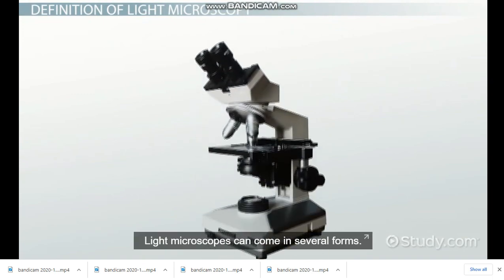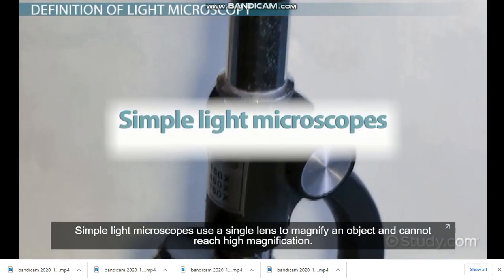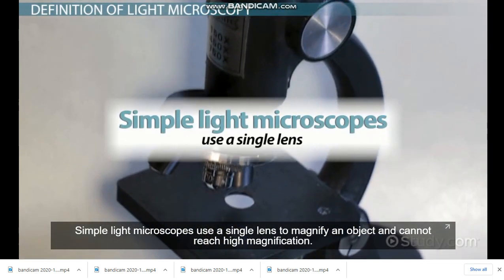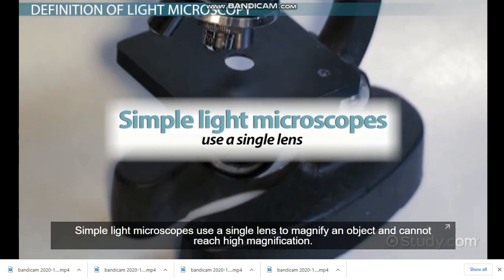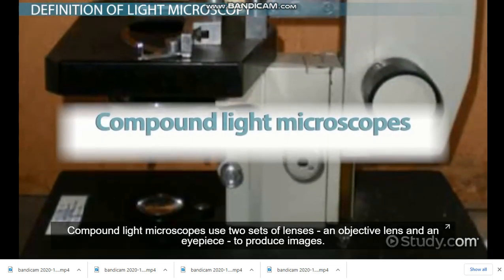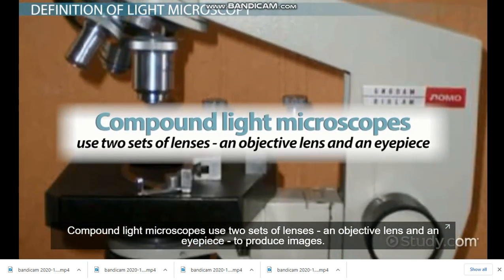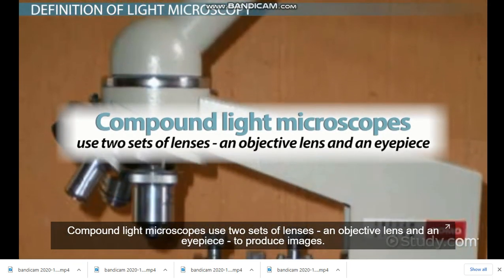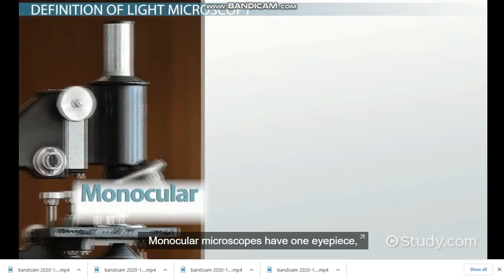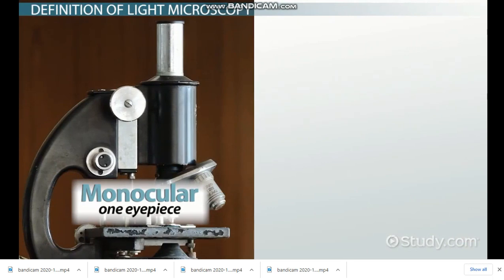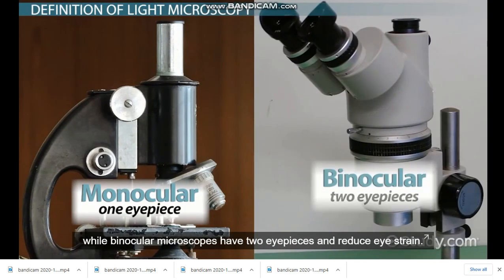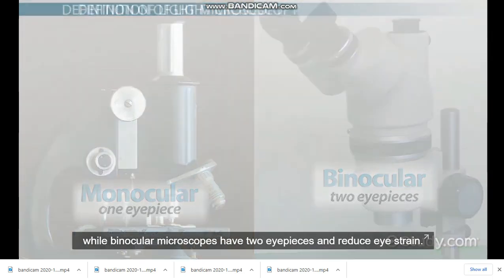Light microscopes can come in several forms. Simple light microscopes use a single lens to magnify an object and cannot reach high magnification. Compound light microscopes use two sets of lenses, an objective lens and an eyepiece, to produce images. Monocular microscopes have one eyepiece, while binocular microscopes have two eyepieces and reduce eye strain.